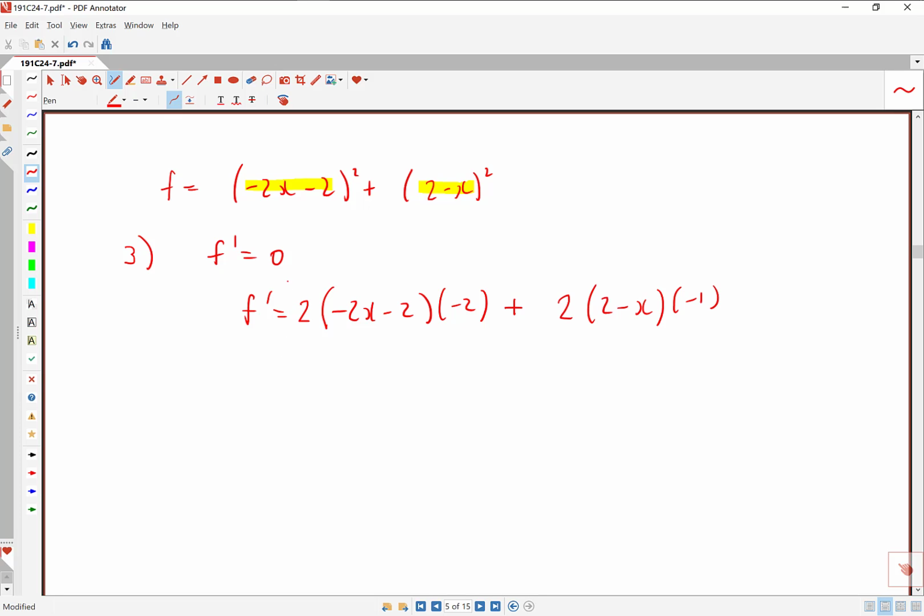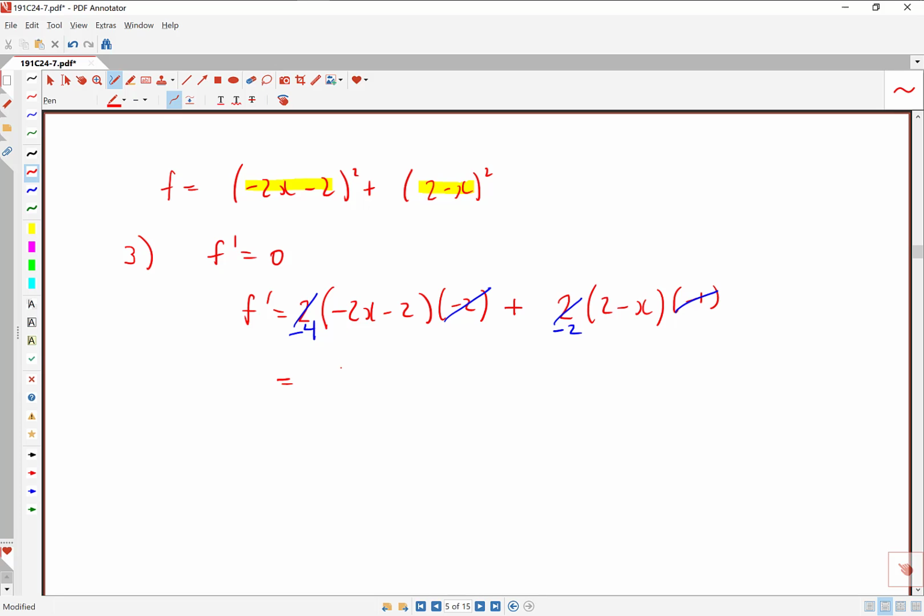Okay, so let's clean this up a little bit because we are going to be setting it equal to 0. So you could multiply the 2 and the -2 together just to give you a -4 out front. So we could think about cleaning that part up. And then here you could multiply the 2 and the -1 to have a -2 there.